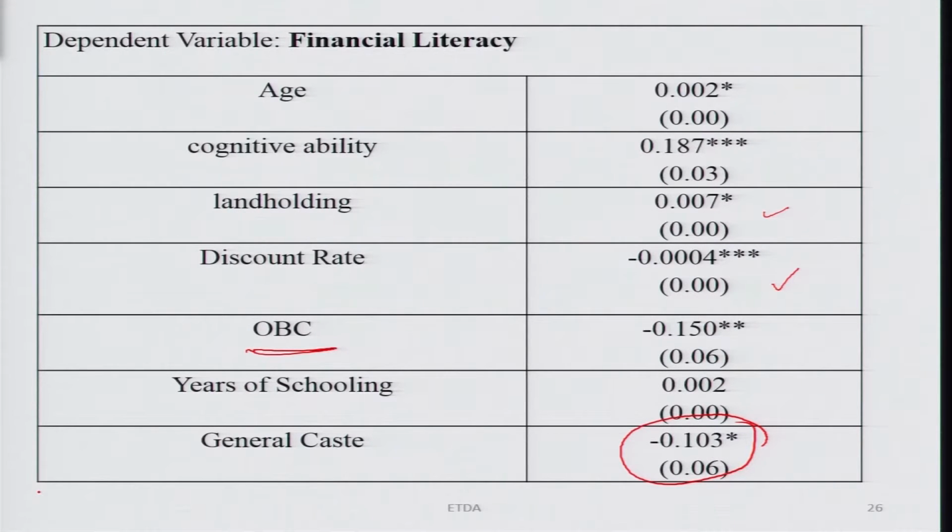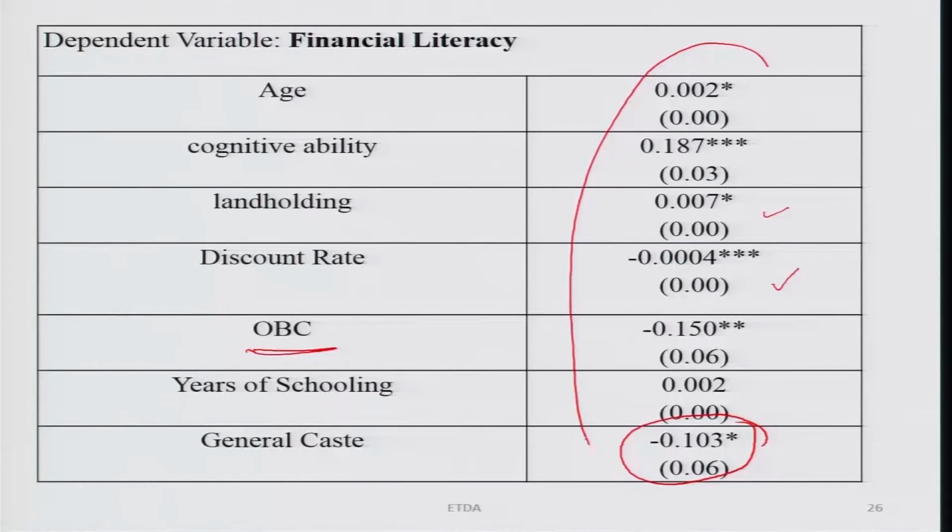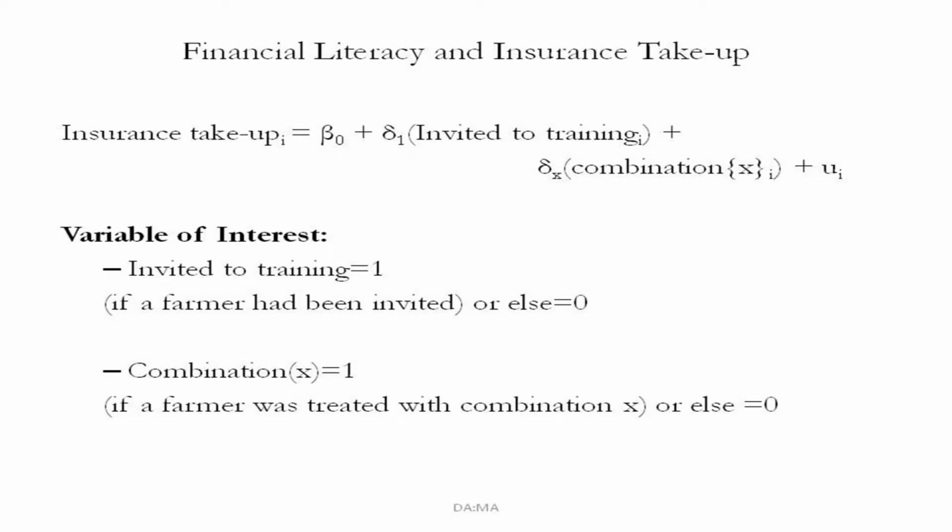However, an important thing to note over here is that none of these coefficients that you see in this table are causal estimates. This is a simple correlation regression, because you have not randomly allocated any of these variables across treatment and control groups, and hence these are just correlations.